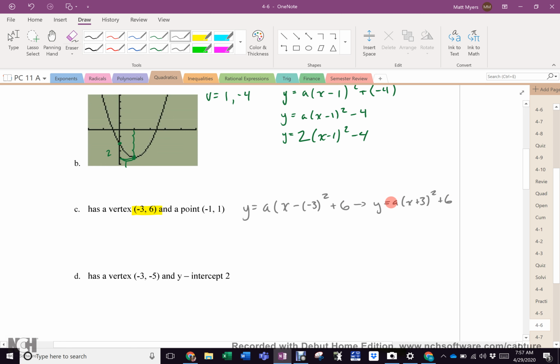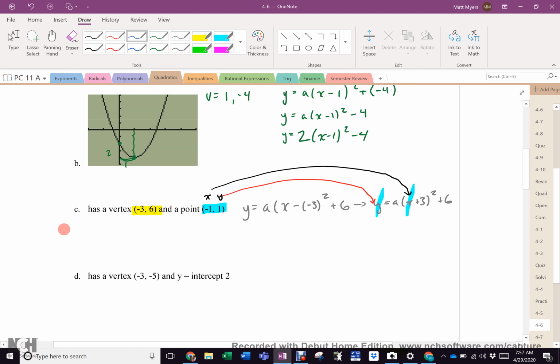How can we find a? We don't have a graph. We have no idea. But we do have a y and an x. And what do you see right here? Isn't that an x and isn't that a y? So can't I take those values and put them in for x and put them in for y. Let's do that.